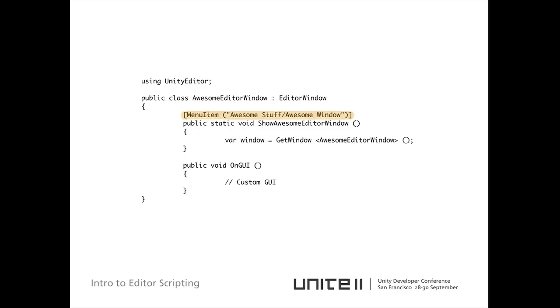And we use GetWindow, which is a nice little API that will find the window if it currently exists. If it doesn't exist, it'll create it and pop it up. And then we have the OnGUI callback. Just like before, this is the callback that we use to draw all of our GUI and do all of our OnGUI controls. And that's pretty much it for an editor window. It's much simpler.